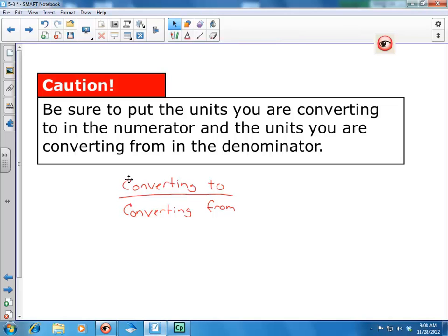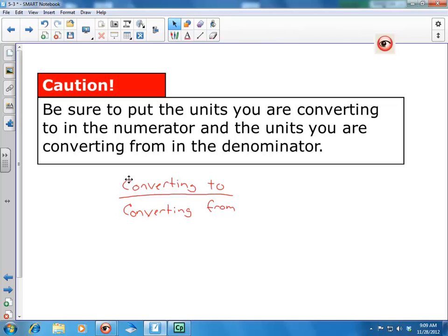Well, what if you were converting from miles to feet? Or what if you were converting from inches to feet? That's possible also. You could put inches on top if you were converting to inches. Like if I said you have 5,280 inches, how many feet is that? Well, you're going from inches to feet. So in that one, the feet would go on top and the inches would go on the bottom. So yeah, it just depends on what you're converting to and what you're converting from.